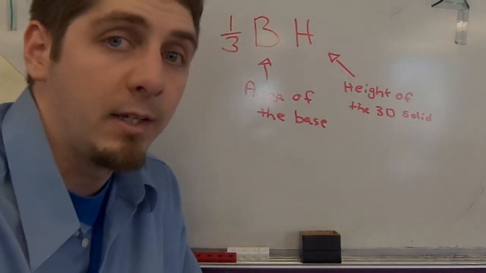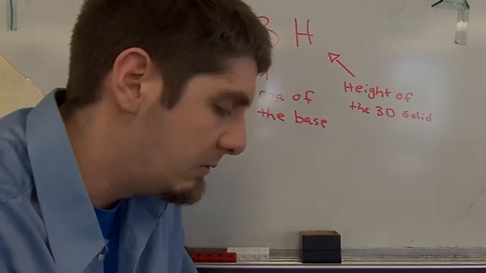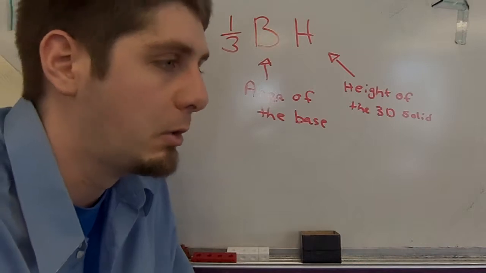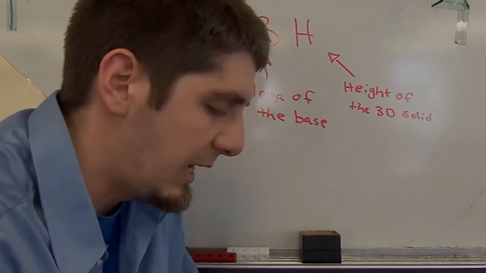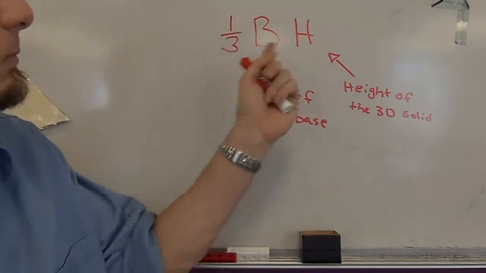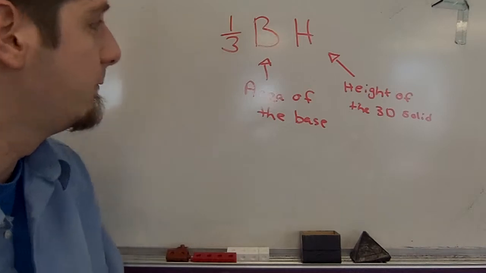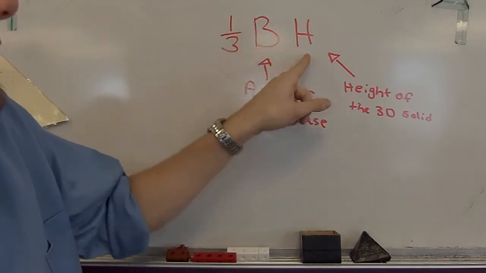Hi, I'm Mr. Kangas, and today we're going to be taking a look at Chapter 11, Section 3. In this video, we're going to be discussing the volume formulas for both cubes and cones. The reason why we're discussing the volume formulas for both cubes and cones is because they have the same formula, which is written up here on the board. That formula is 1/3 times big B times big H.